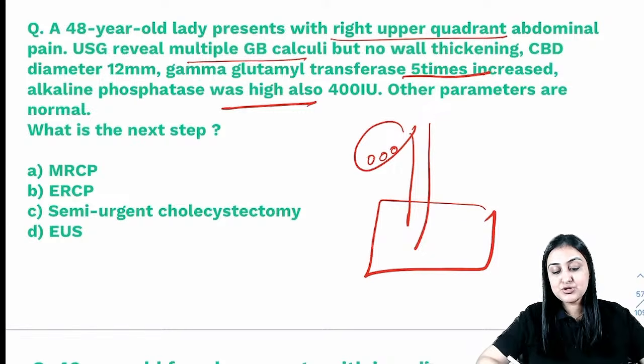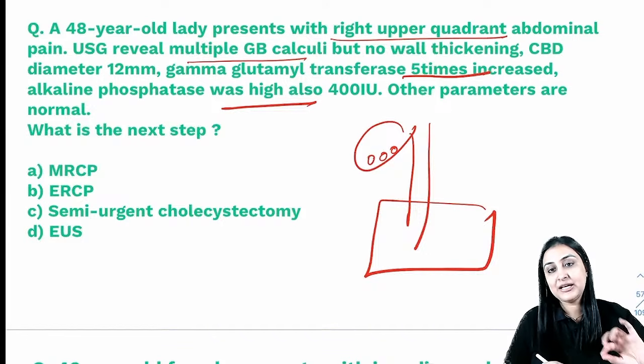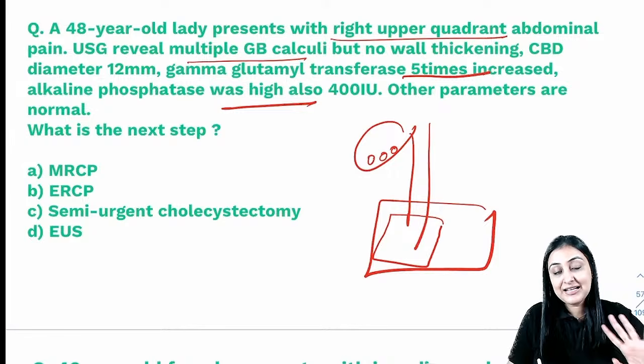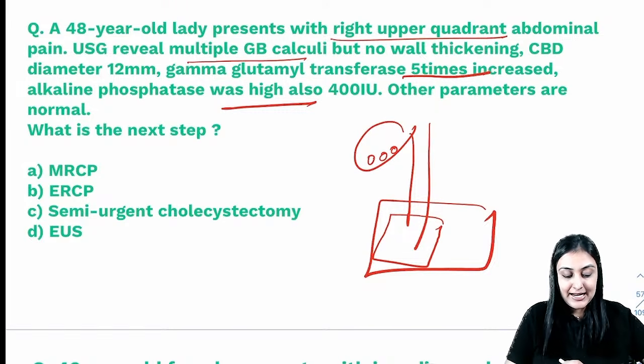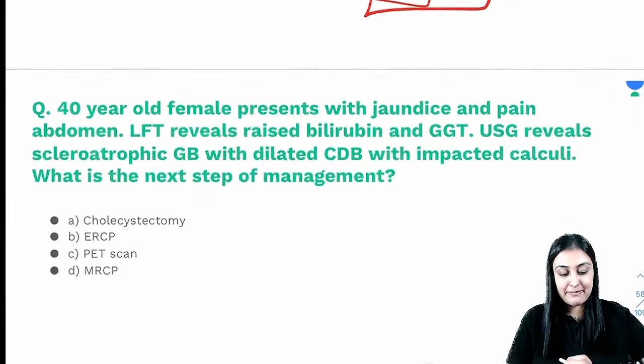So, do not get confused: "Ma'am, gallstone was mentioned." So don't assume that it is a CBD stone. Unless I see the obstruction at the distal end, I cannot say, right? That is why the next step is MRCP. Getting it? So, next step MRCP.